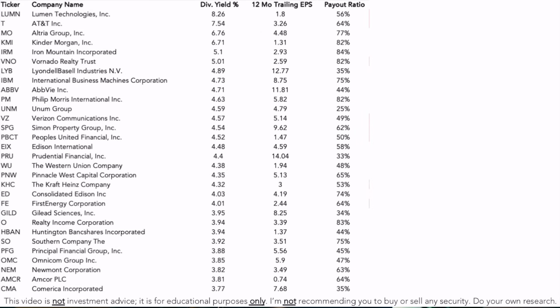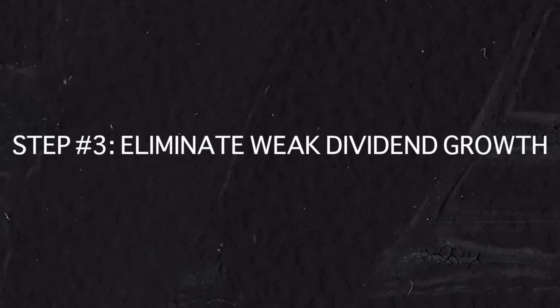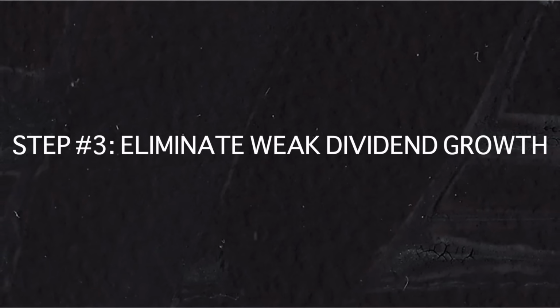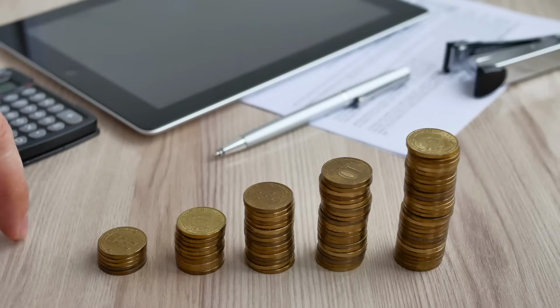After taking these 2 steps, our payout ratio has now dropped from 80% in the original portfolio down to 59%. The downside is that our dividend yield has also dropped from 5.25% down to 4.75%. However, this 4.75 is now much more sustainable. In step number 3, we're going to focus our attention on dividend growth. We don't just care about current dividend income. We want dividend income that is growing consistently over a long period of time.